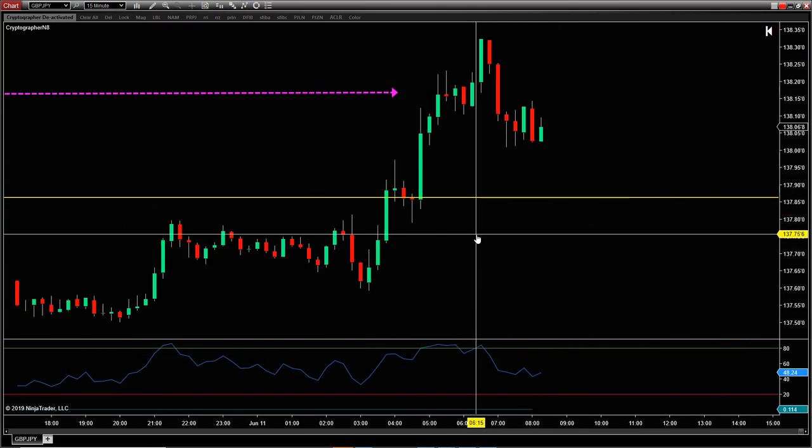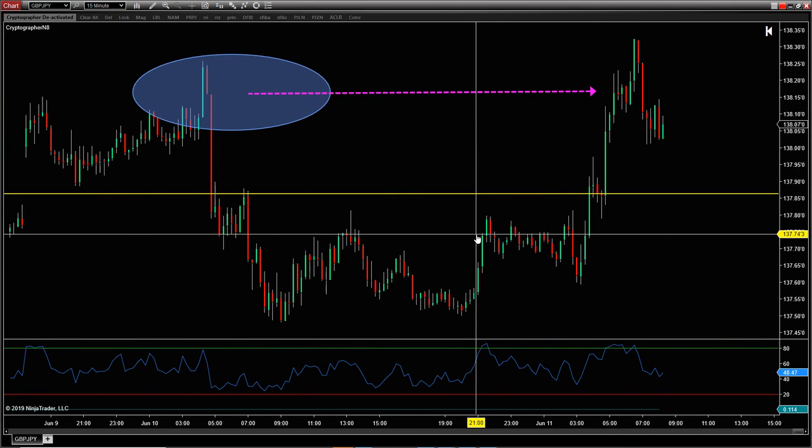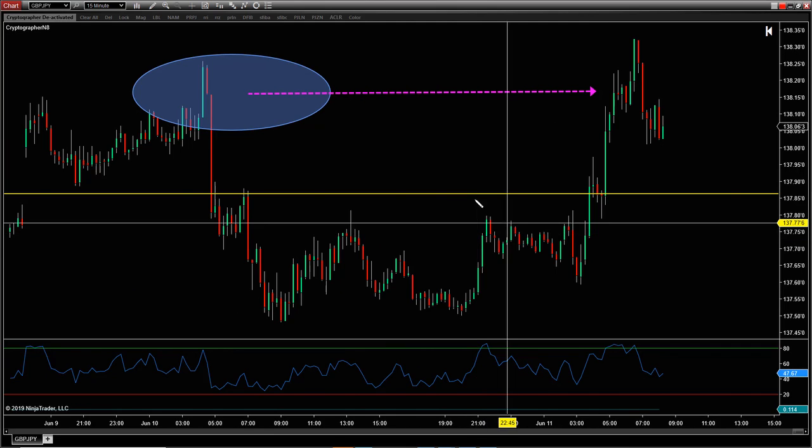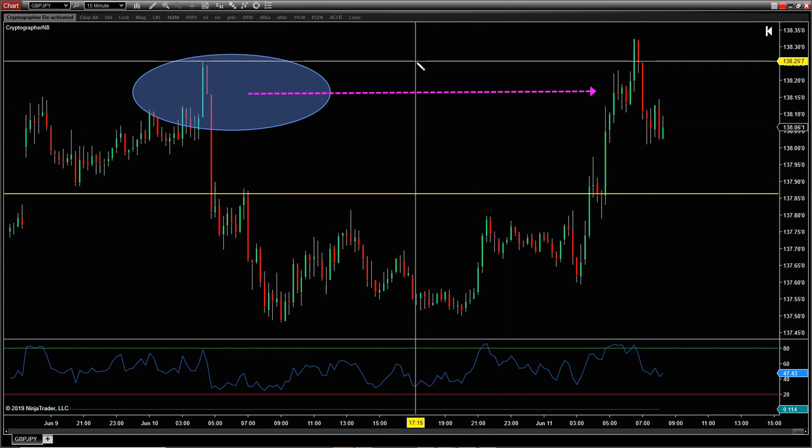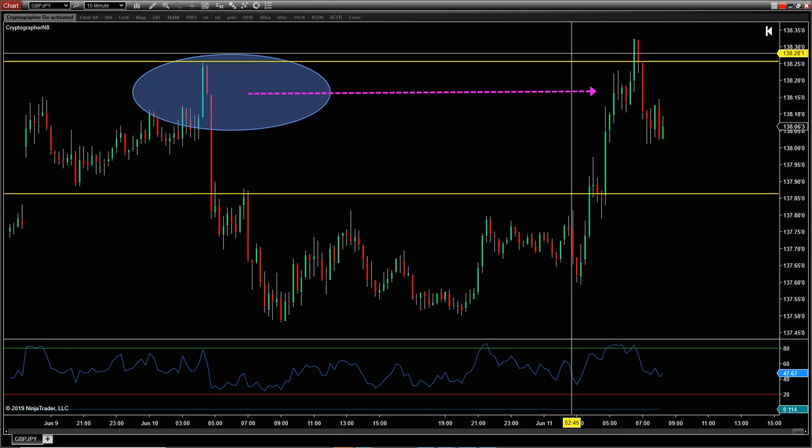All right, 15-minute chart. Here's a look at the pound yen 15-minute chart. So different story here in the 15. Because what do we have here in the 15 that's different than the 60? Yep, we have a higher high, higher close. That's going to give you a different story.